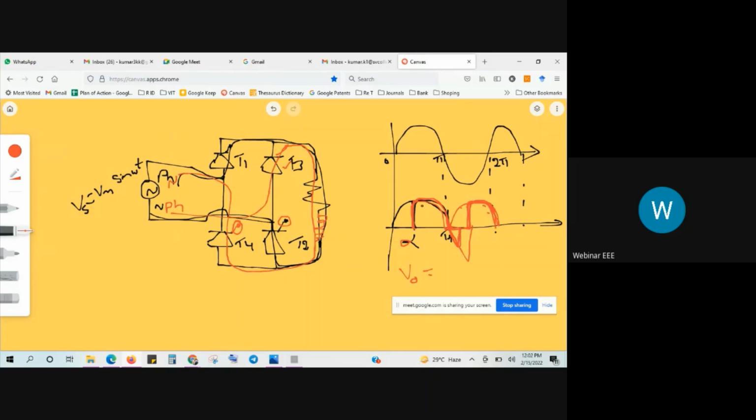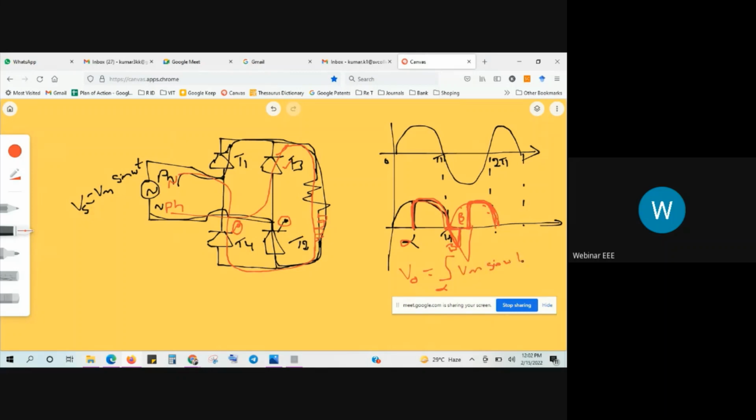Answer: only positive of cycle. That is integration of alpha to... So alpha is the starting instant. So here we have one extension angle, that is beta, represented with beta. V naught equal to integration of alpha to beta Vm sin omega t.